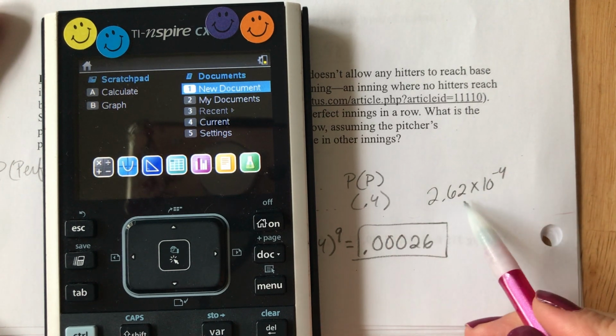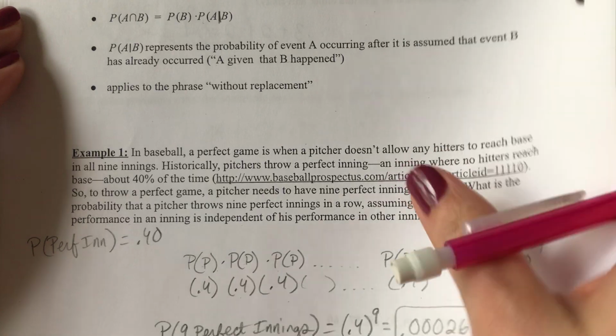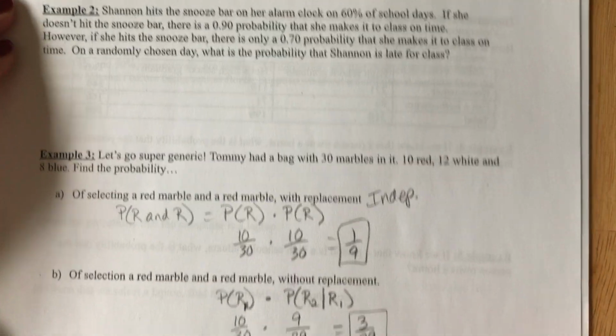So, scientific notation, you would bump this over. Okay, now let's read another scenario because there's lots of different scenarios with probability.